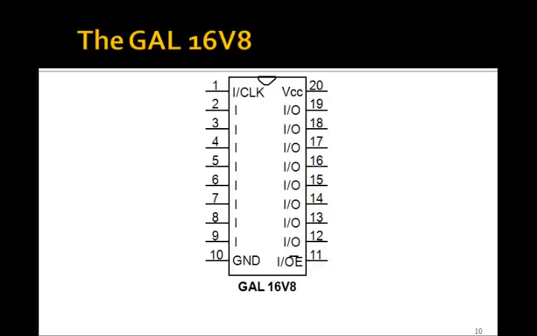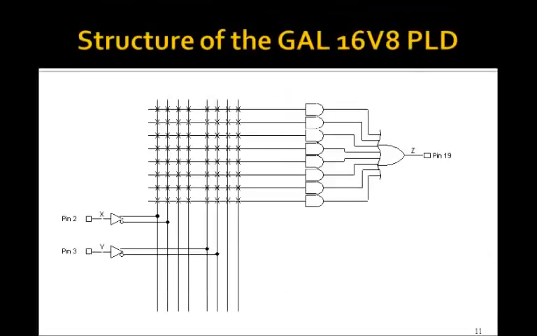And this GAL16V8 has this basic structure. It looks similar to what we had before, except now we have 8 of these AND gates, each with 32 inputs. I've only shown 8 in this picture, but there are really 32 coming in here. And then a great big 8 input OR gate. So this output pin 19, depending upon how you program this, could be any function.